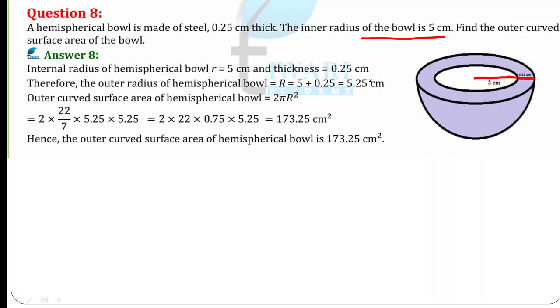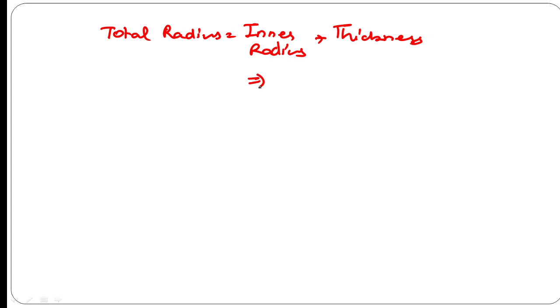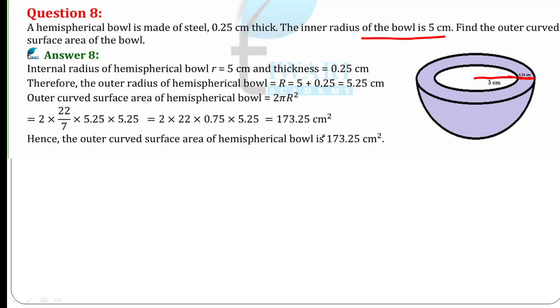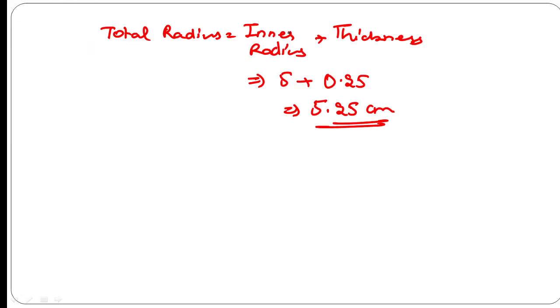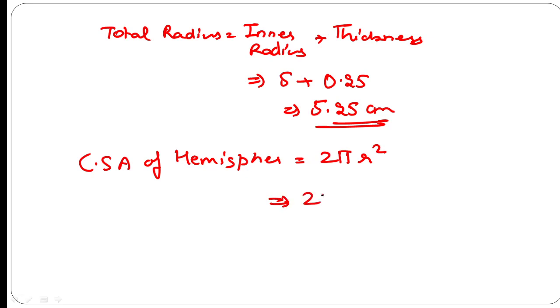So what is your inner radius? Inner radius is 5 centimeter and your thickness is 0.25. So you will form 5.25 centimeter to be the total radius of this hemispherical ball. Now you have to calculate the outer curved surface area. So we know the formula for the curved surface area of a hemisphere: total surface area is 3 pi r square and curved surface area is 2 pi r square. So we will put the value of this r to be 5.25.